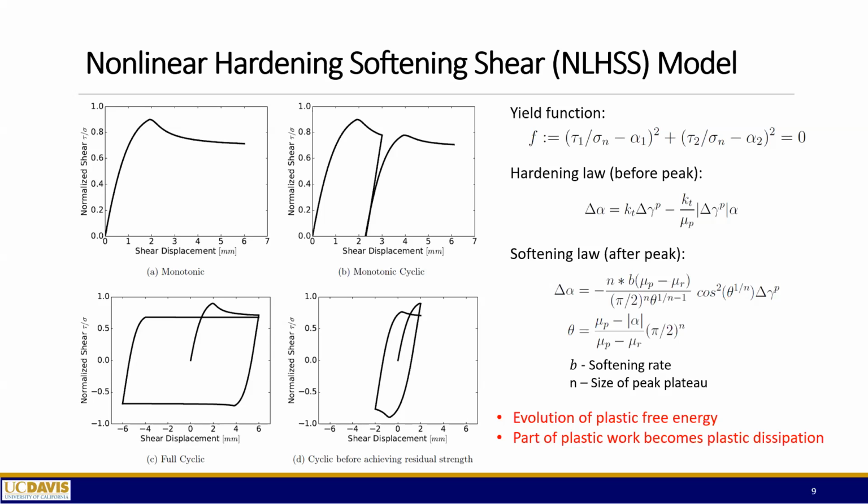So again, I'm not going to go into more detail about this model itself, but the implication of this model in terms of the energy dissipation is very similar to the previous one, which is that now there is an internal variable, so there is an evolution of plastic free energy. So again, only part of the plastic work will become the plastic free energy, the plastic energy dissipation.